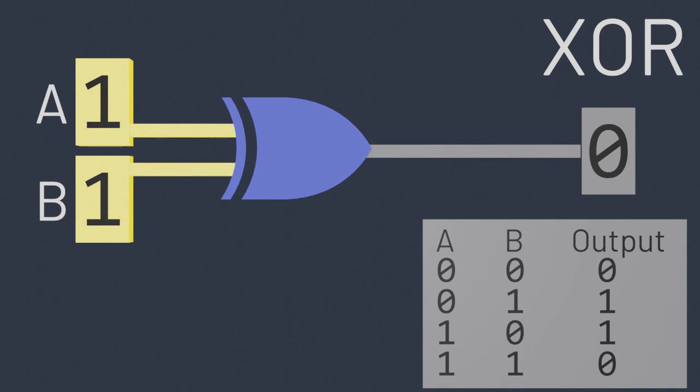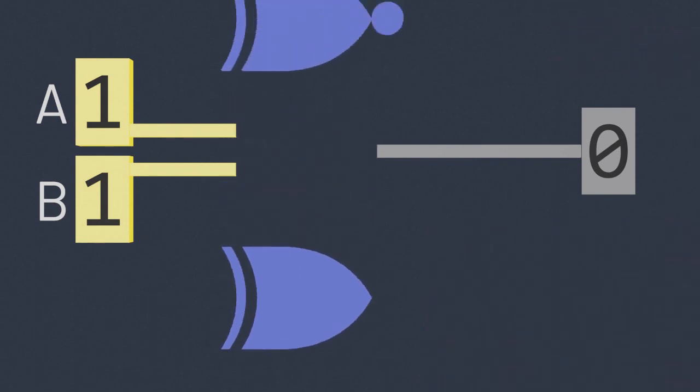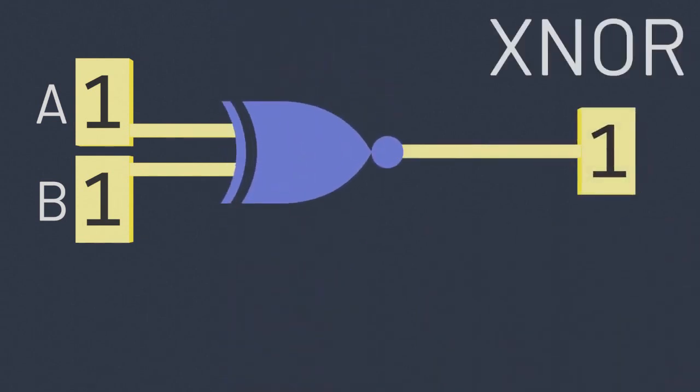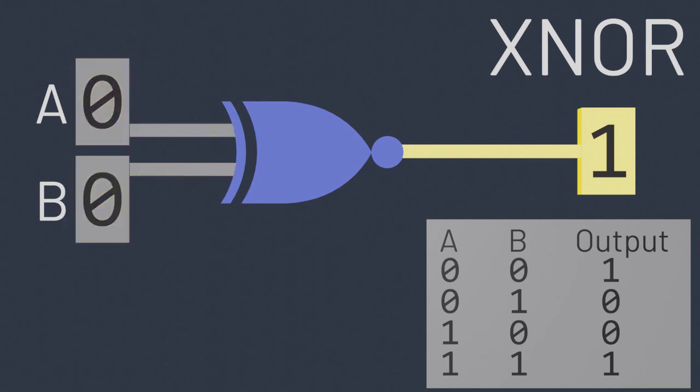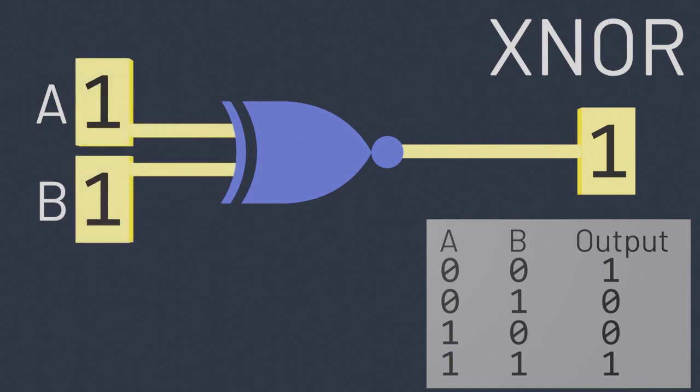And just for completeness's sake, there's also a gate for inverting the exclusive OR gate, the exclusive NOR gate. This gate does the opposite of what exclusive OR does. While exclusive OR will output a 1 when the two inputs are different from each other, exclusive NOR will output a 1 when the two inputs are the same, both zeros or both 1s.